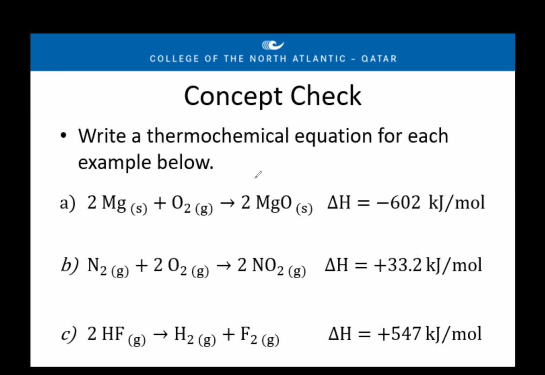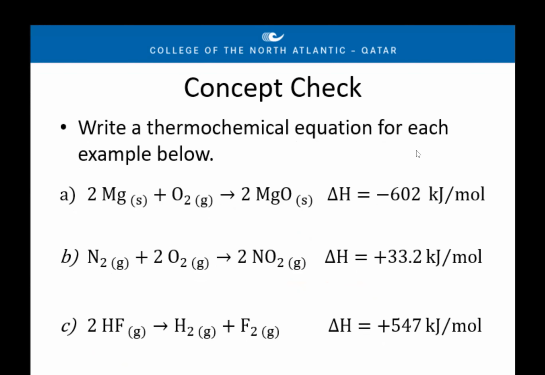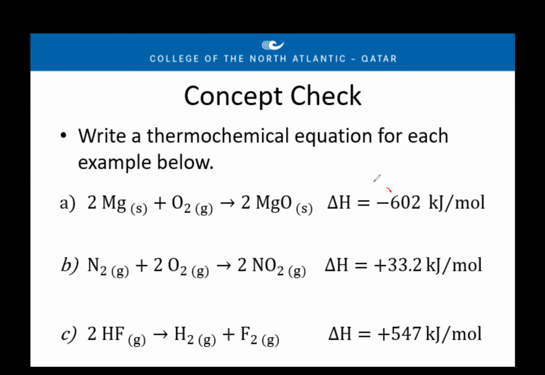Now, let me just see something here. Okay, so the answers are there. I'm just going to go back and I'll show you how it works. I'll write it myself. Okay, so this is negative. Sorry. So this means it's clearly exothermic. So because it's negative, because it's exothermic, that means the heat is a product.